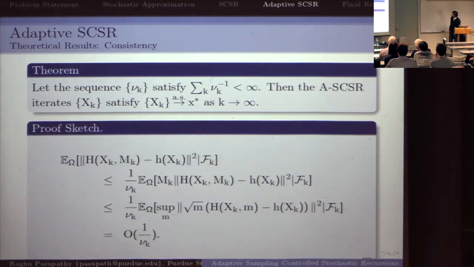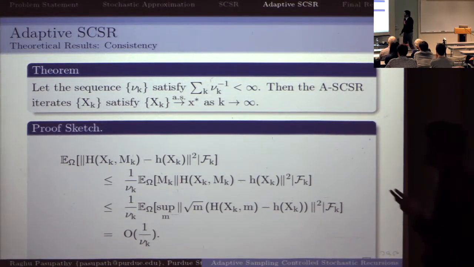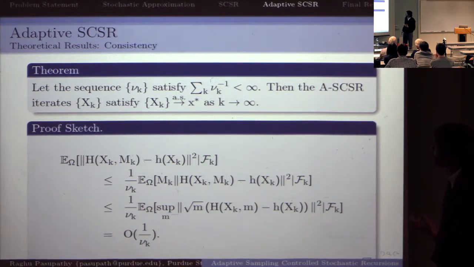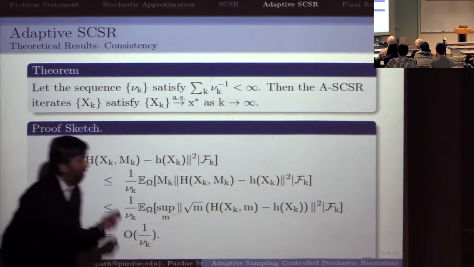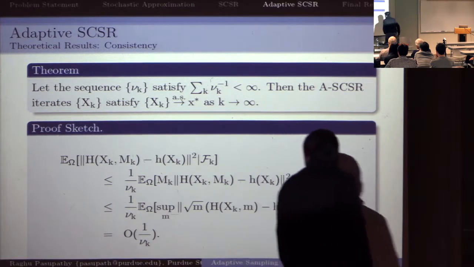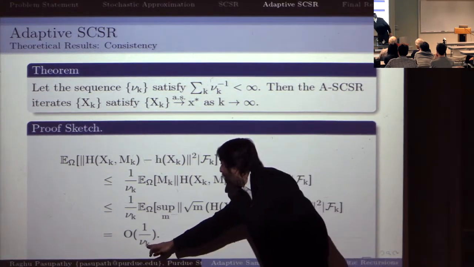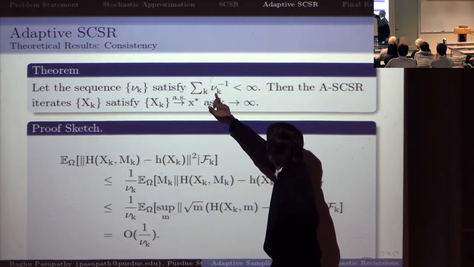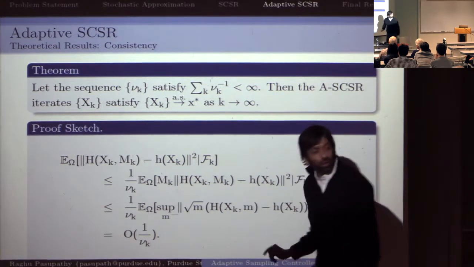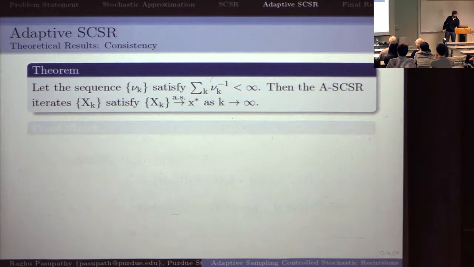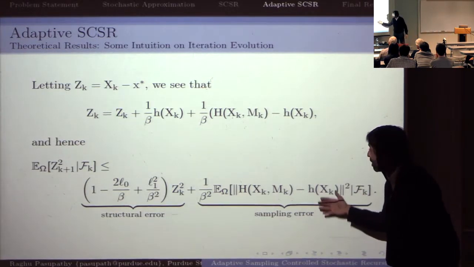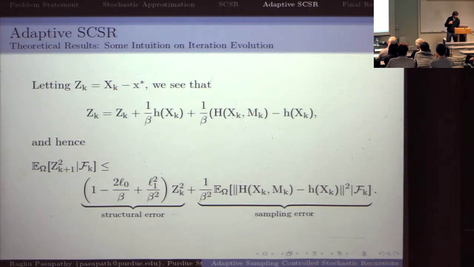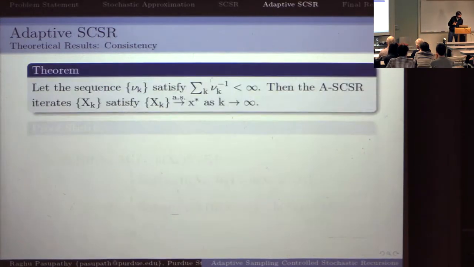Okay, so the first result is a vanilla result on almost sure convergence. This is again reminiscent of stochastic approximation. All that you need to do, without even thinking about sampling, is show that when nu k satisfies a particular condition, the summation of nu k inverse is less than infinity, this portion in the limit adds up to really nothing. And this comes from the Robbins-Sigmund lemma, or slight variations of it.